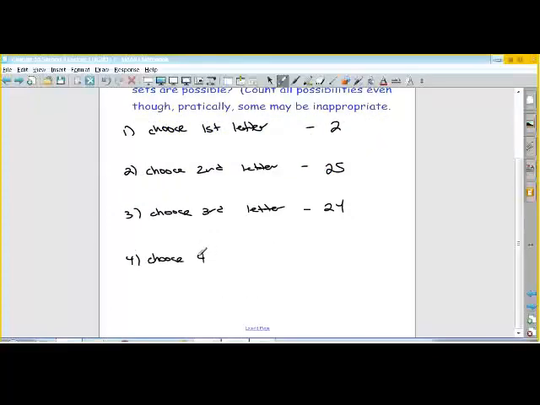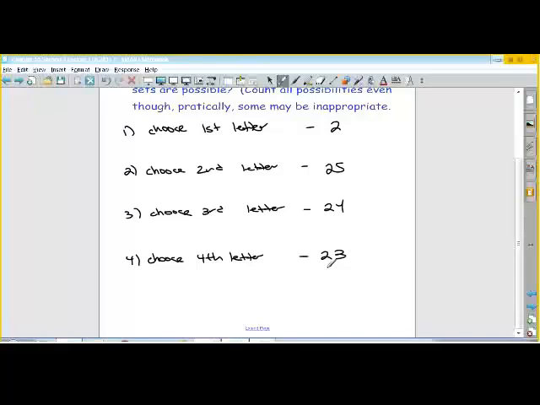And the fourth step is choose the fourth letter, which now there's only 23 letters left. So that's the 4-step process. Those are the number of choices that I had at each step.